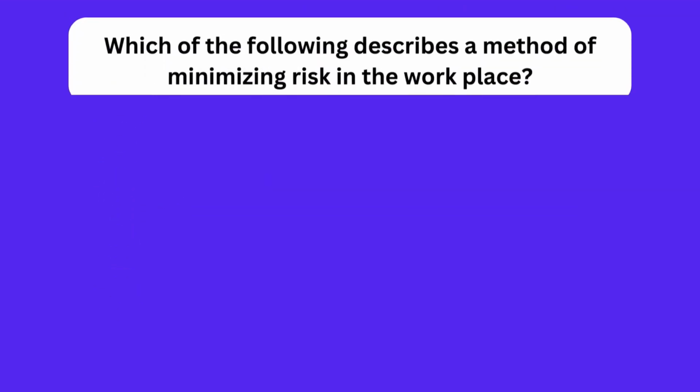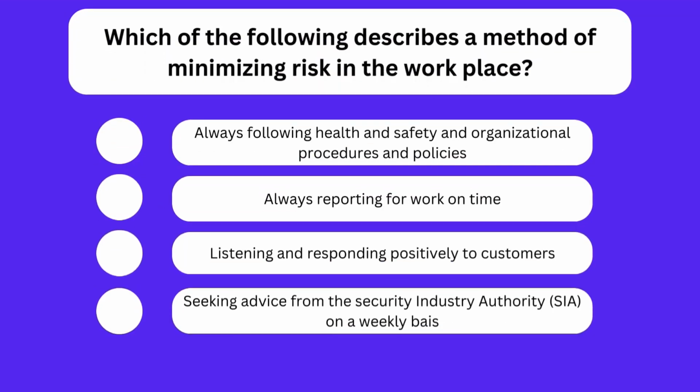Next question is, which of the following describes a method of minimizing risk in the workplace? So the correct option is the first one. Always following health and safety and organizational procedures and policies ensures that you minimize risk in the workplace.